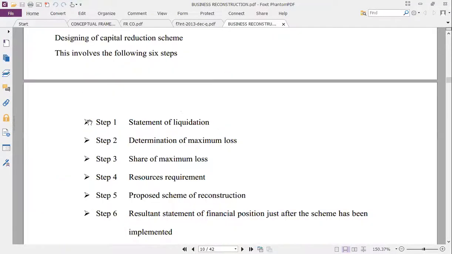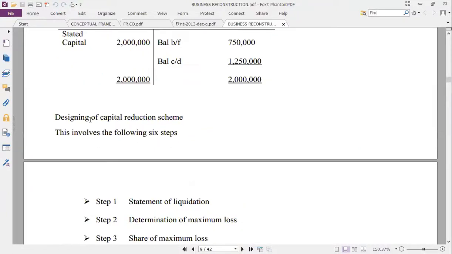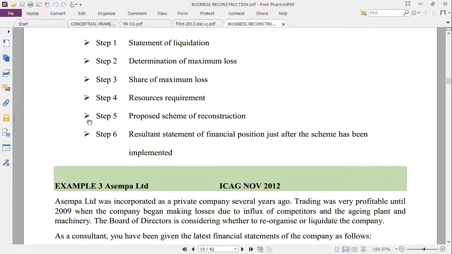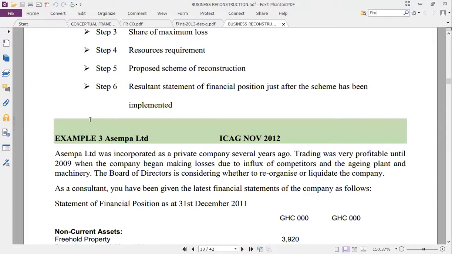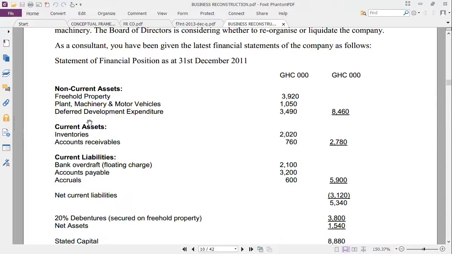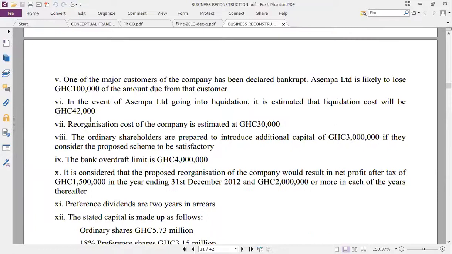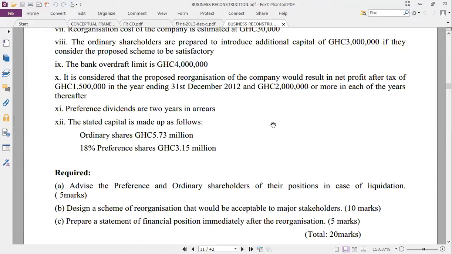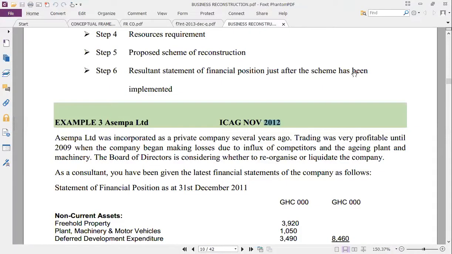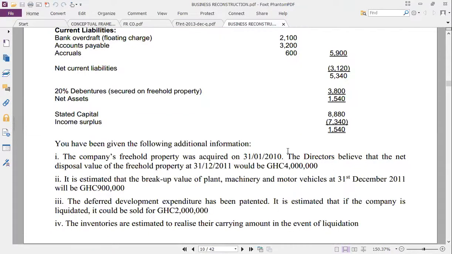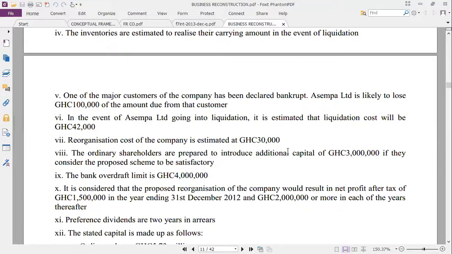Okay, so Asempa Limited is here, and the steps are in here. So I'm going to use Asempa Limited to do justice to this, and we are done. As usual, I'll go straight to the requirements to avoid deviation, to be sure whether it's a capital reduction question.